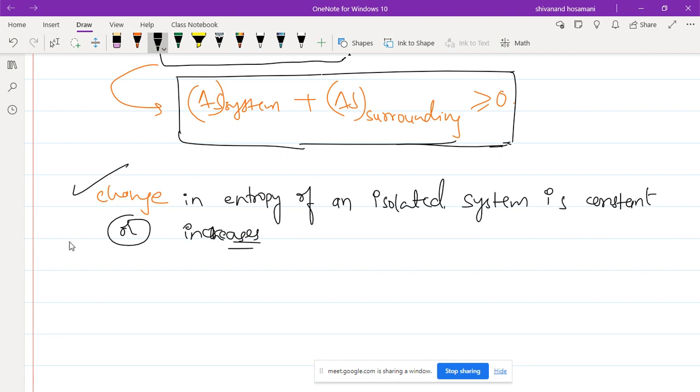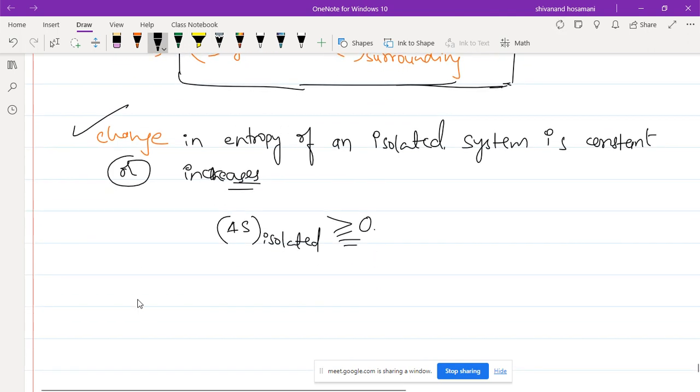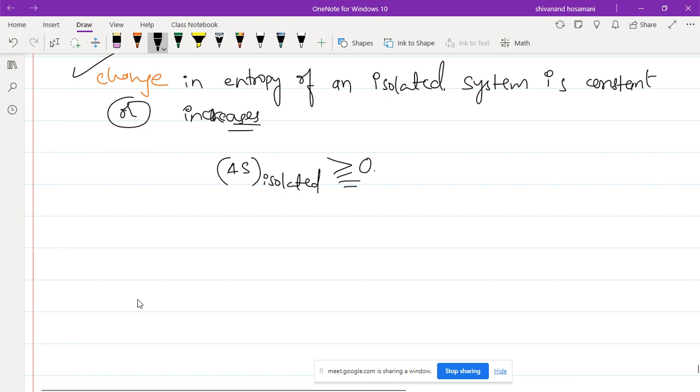So the universe is also an isolated system. We can define the same equation as delta S of the isolated system is greater than zero always. For a system, the entropy may increase, decrease or remain constant.